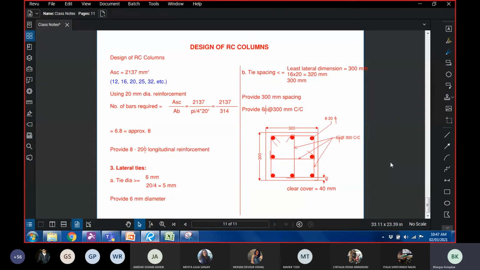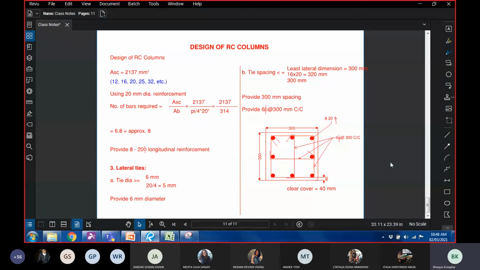Okay, so with this, we have completed the design of reinforced concrete columns. I really urge you to go through the presentation and this problem. And if you have any questions, any thoughts?